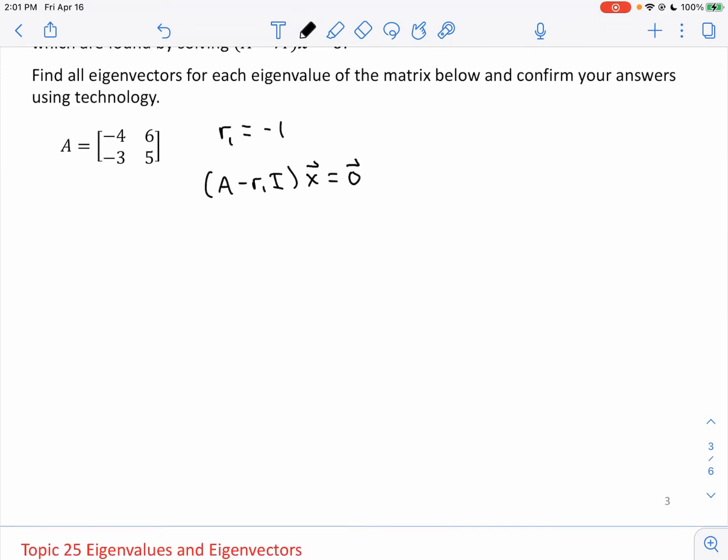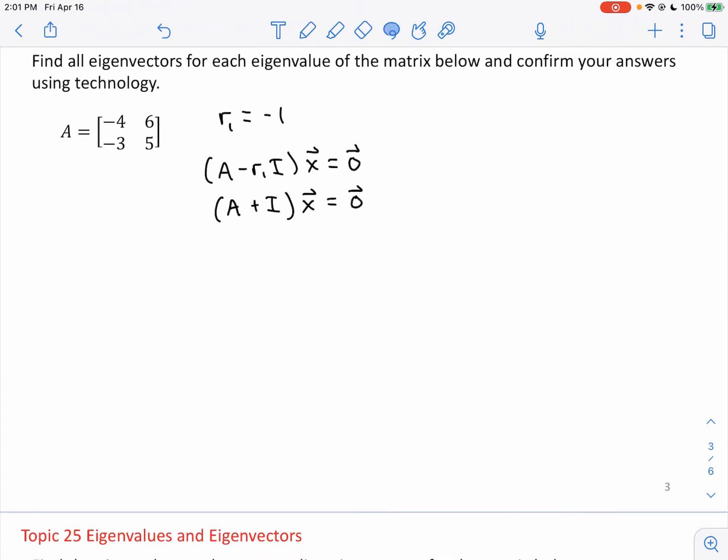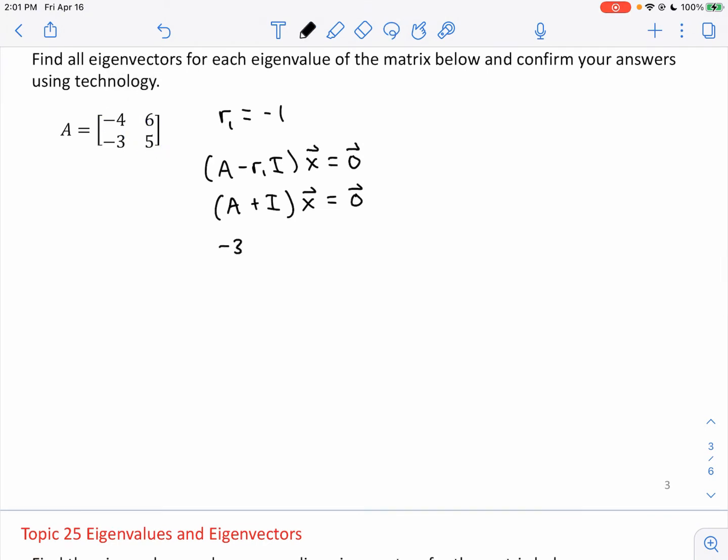This is really just plugging in -1 for r1. We get A plus I. So we want to add the identity matrix to this matrix right here. We're just doing A plus the identity matrix times x equals 0. And for A plus I, we just have to add 1 to the main diagonal and see what this looks like. So we get -3 in the top left position. The entries not on the main diagonal don't change. And then add 1 to the other main diagonal entry, we get 6. And I'm going to do this by writing this system as an augmented matrix. So we have the equal sign next, and then we have the 0 vector on this side.